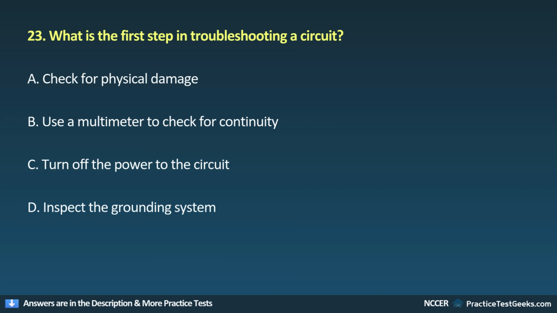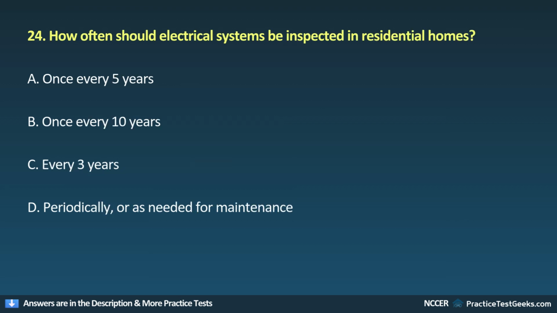A. Check for physical damage. B. Use a multimeter to check for continuity. C. Turn off the power to the circuit. D. Inspect the grounding system. 24. How often should electrical systems be inspected in residential homes?